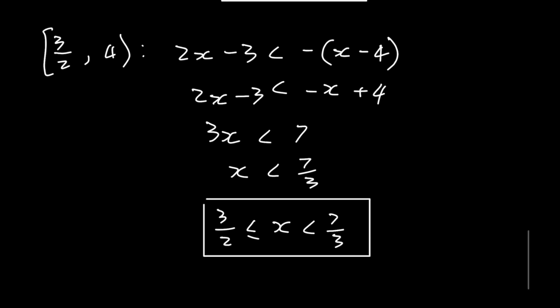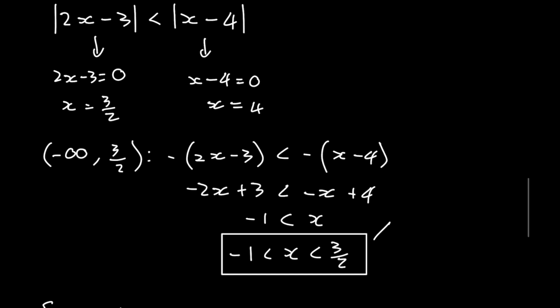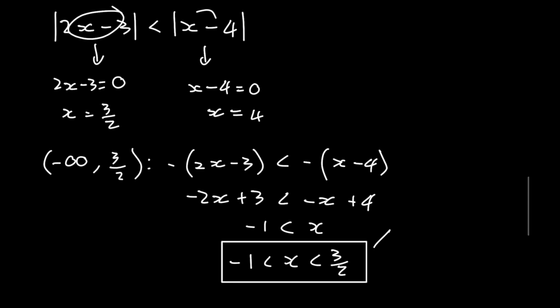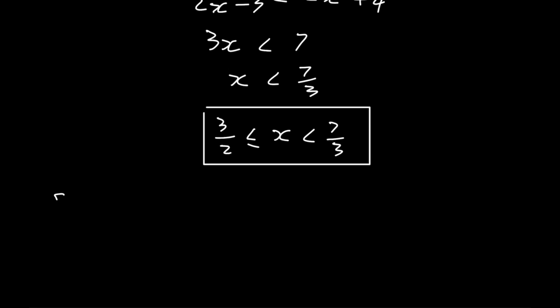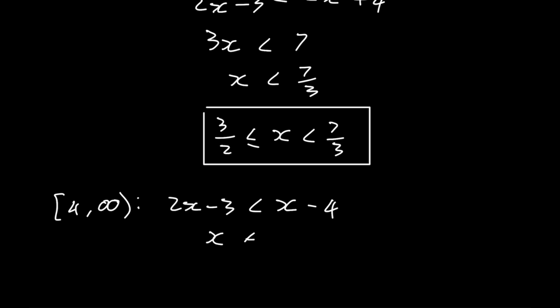So now it's just the last interval, which is from 4 to infinity. And if we notice that we take any large number that's greater than 4, this will be positive and so will this. So in the interval from 4 to infinity, what we'll be left with is 2x minus 3, which will be positive, less than x minus 4, which is also going to be positive. Now we can take our x across here, and then 2x minus x is simply going to be x, less than minus 4 plus 3, which is going to be minus 1.